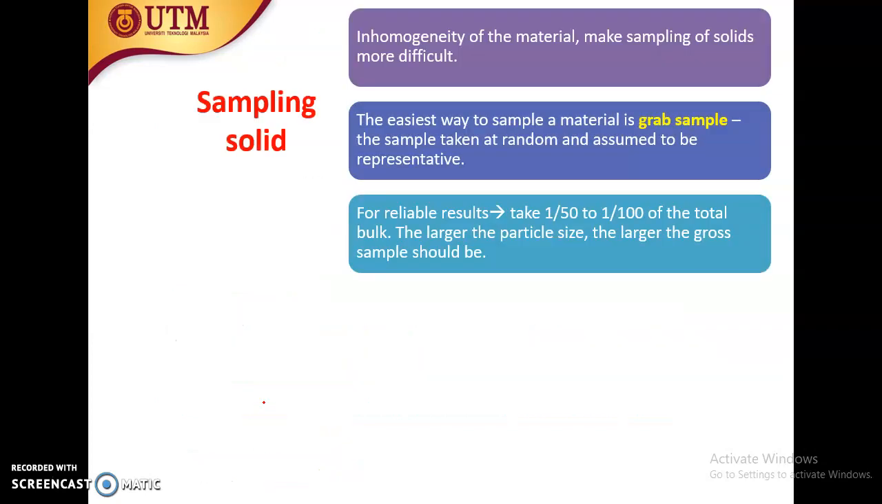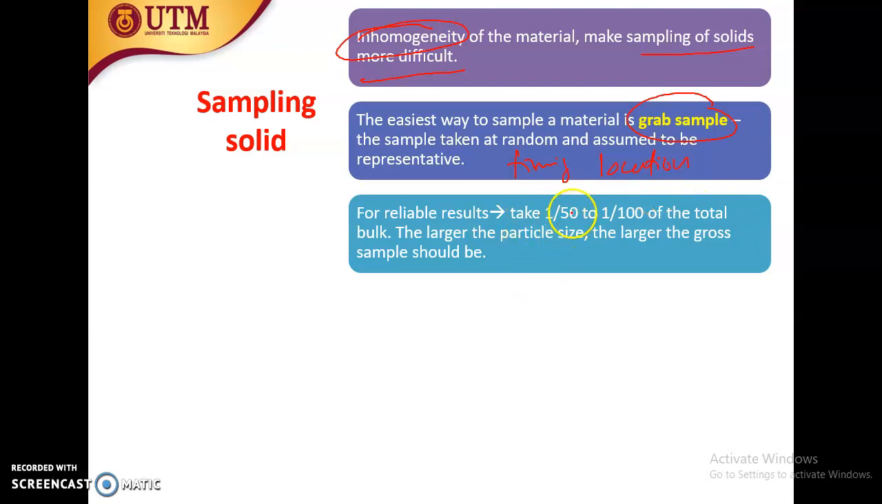Okay, this is how to sample solid. Because solid is not homogeneous, sometimes it is different size, right? Sampling of solid is more difficult. It is more difficult as compared to liquid sample. Okay, the easiest way is to grab. This is like literally grabbing the powder, at different timing, if it's on a conveyor belt, or different location. Location is the best if it's stationary.